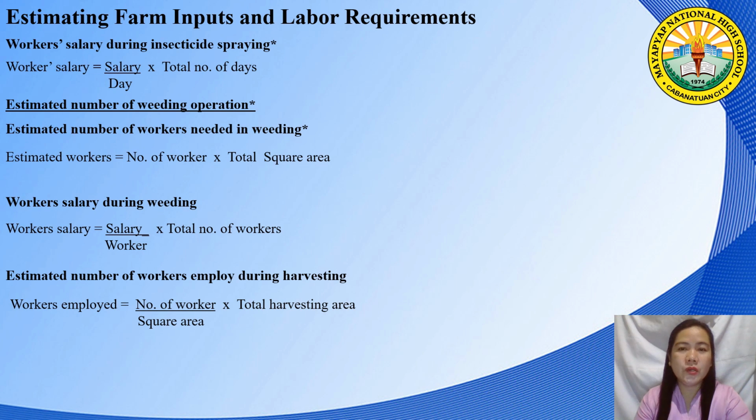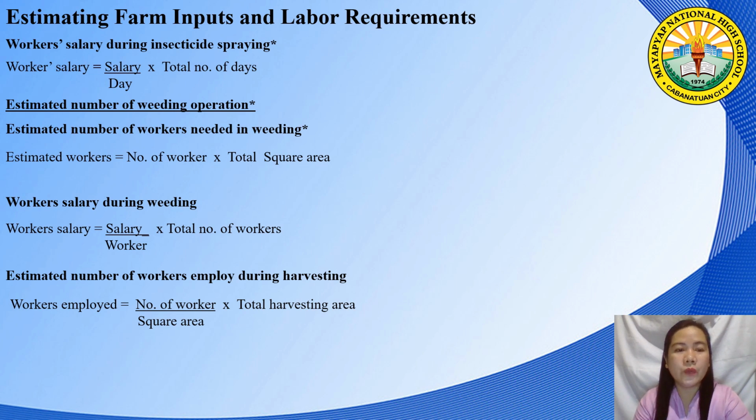For the estimation of worker salary during insecticide spraying, we can use this formula for the computation. Worker salary is equal to salary per day multiplied by total number of days. Estimated number of weeding operation. For the estimation of number of workers needed in weeding, estimated workers is equal to number of workers multiplied by total square area.